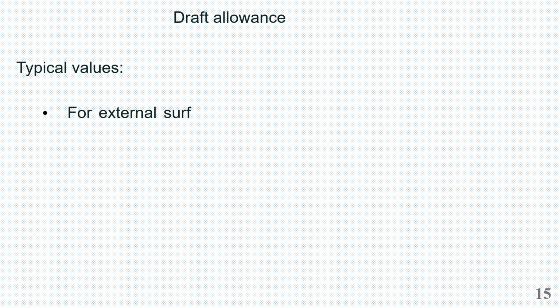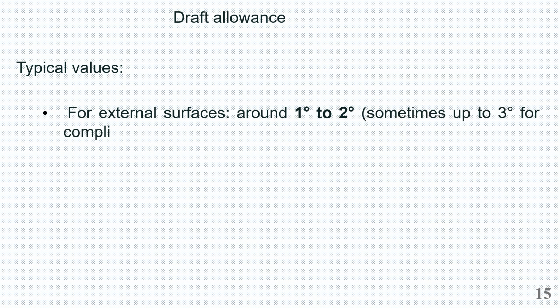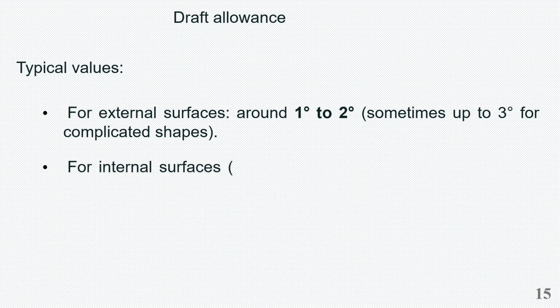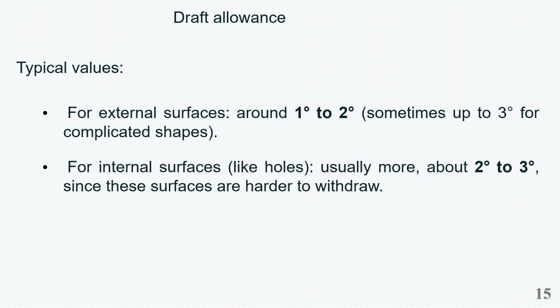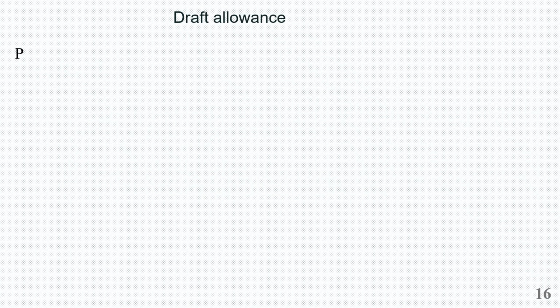So what are the typical values we consider for external taper and internal taper? For external surfaces, around 1 degree to 2 degrees, sometimes up to 3 degrees for complicated shapes. Whereas for internal surfaces like holes and recesses, usually about 2 degrees to 3 degrees, since these surfaces are harder to withdraw compared to the external surfaces.